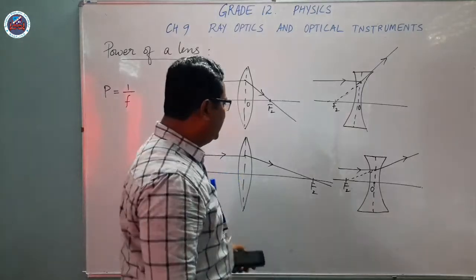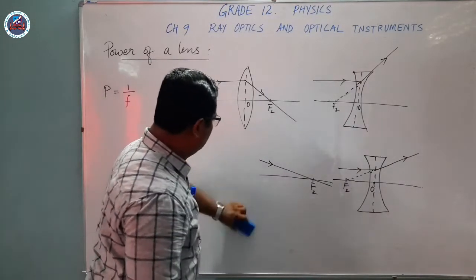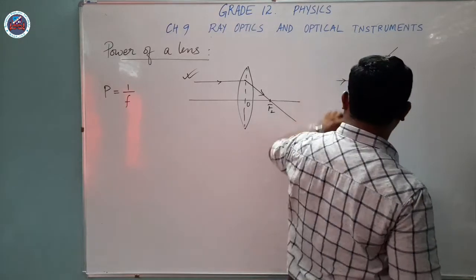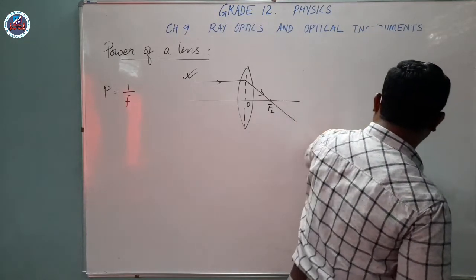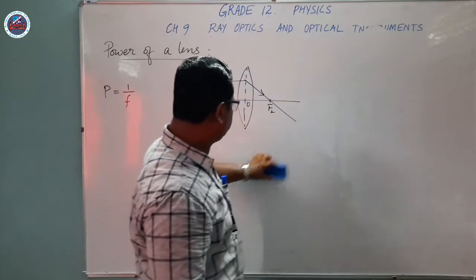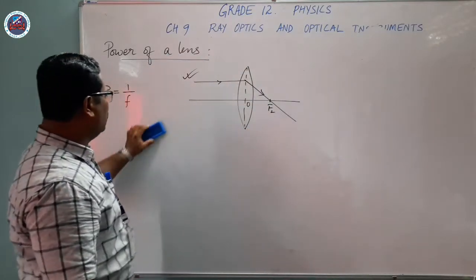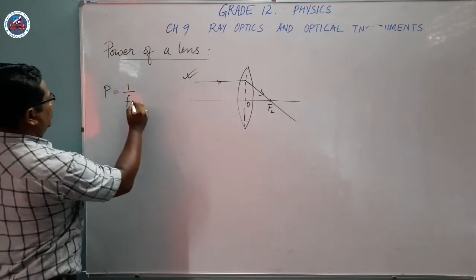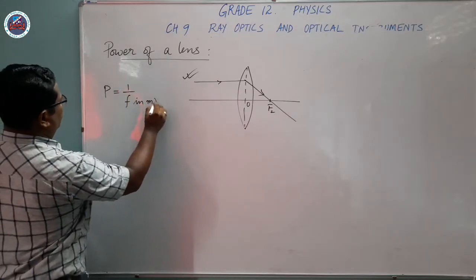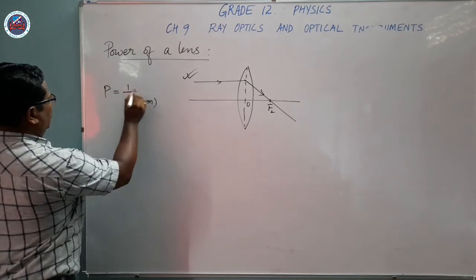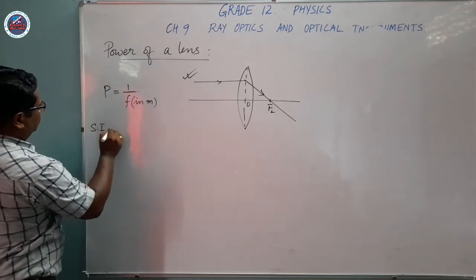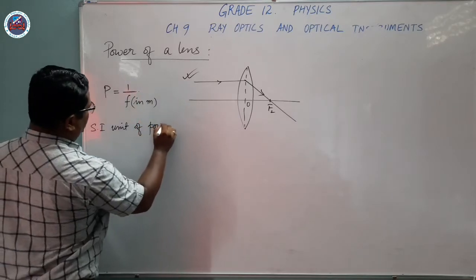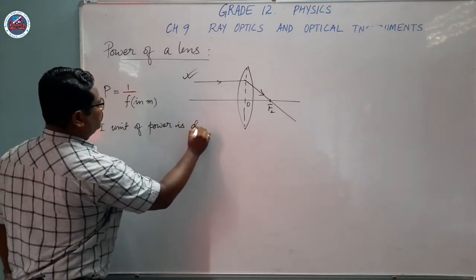Now how do we define it? Let us see. You know what is power now? Power is the capability of converging or diverging a ray of light through the lens. How do we calculate power of lens? Then you say power P we measure as the reciprocal of focal length in meters. The focal length must be in meter, and the SI unit of power is diopter.